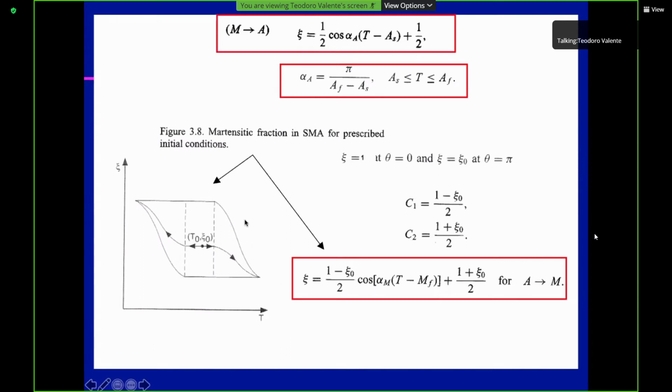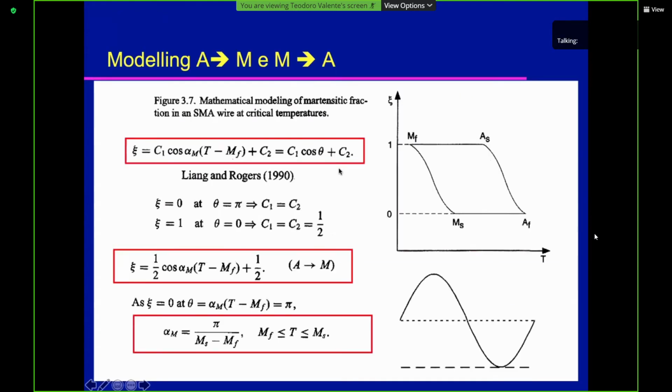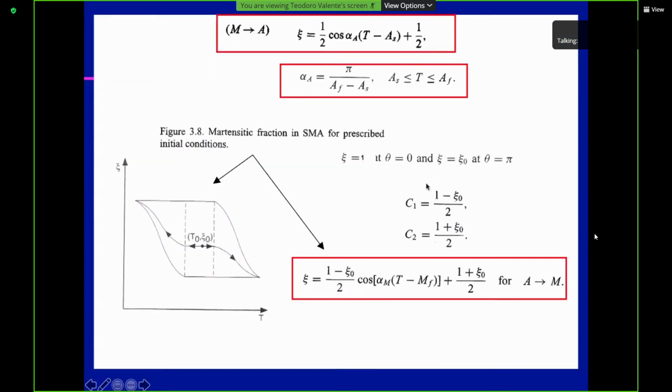Thus, looking at this and now modifying the boundary conditions with respect to those we have used here, with the hypothesis that we are starting from a material which is 100% austenite, which is then transformed to martensite, and 100% martensite, which is then transformed by heating to austenite. Very easily, we can say that Xi is equal, as boundary condition, to 1, again, when theta is equal to 0. But Xi, the starting point, is equal to Xi0, that is the initial percent of martensite, when the value of the angle theta is equal to pi.